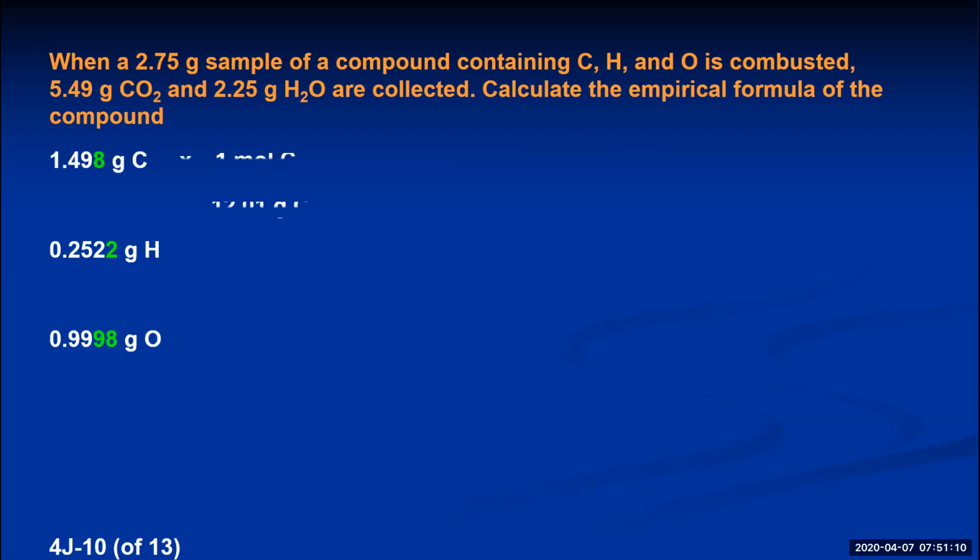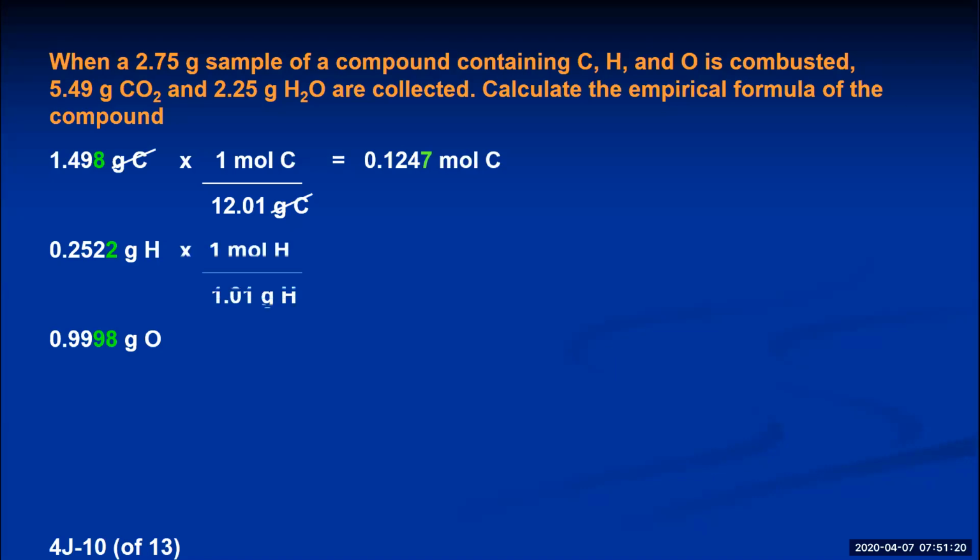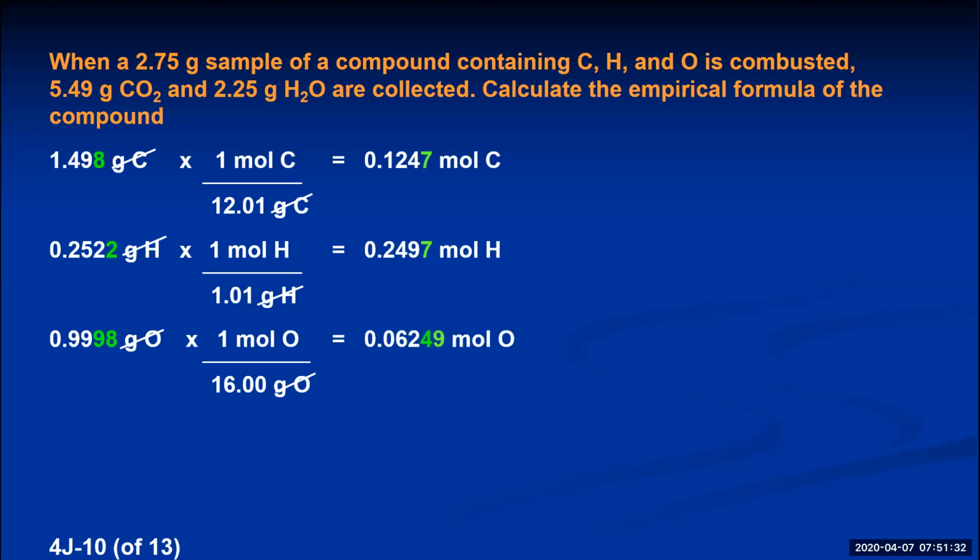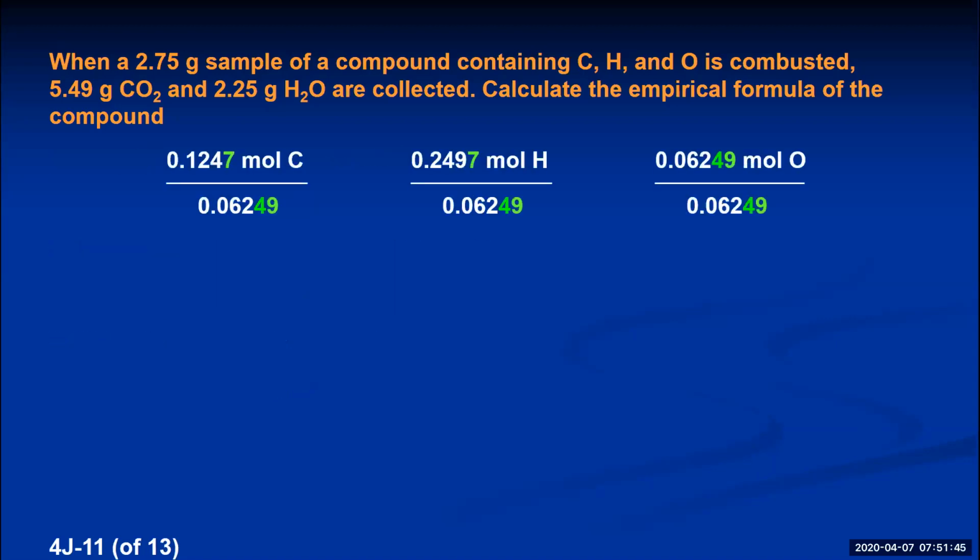So taking the mass of carbon and using carbon's molar mass, we can determine that this particular sample contained 0.1247 moles of carbon. Using the molar mass of hydrogen, we can determine that this sample must have contained 0.2497 moles of hydrogen. And then using the molar mass of oxygen, we can determine that this sample must have contained 0.06249 moles of oxygen. And now that we have the moles of all 3 elements, we're going to divide them all by the smallest number, which is 0.06249, and see what simple ratio we get.